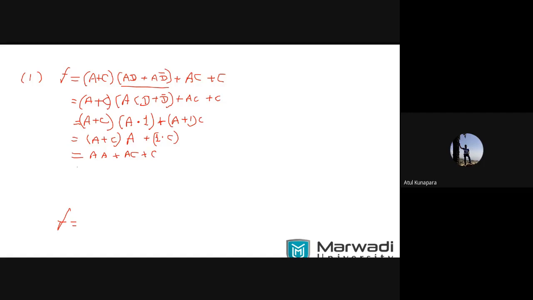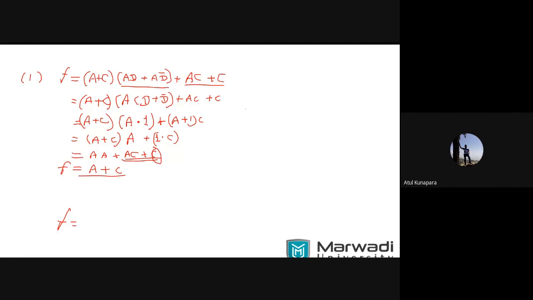Now a into a will be equal to a only, and ac plus c, that is what we got, ac plus c will give us c only. Same way, this ac plus c, you can write down directly c, right? So that's what your answer is, f equal to a plus c, right?